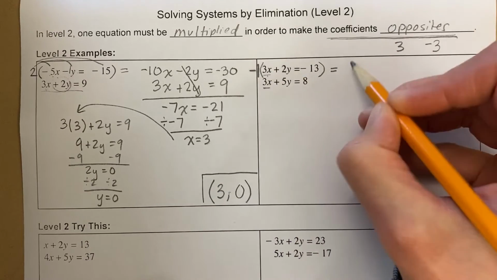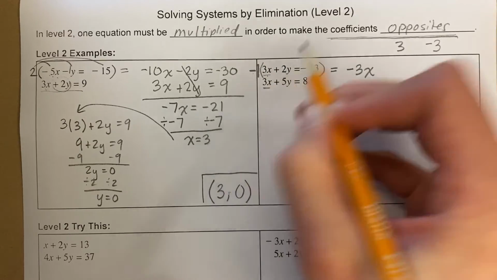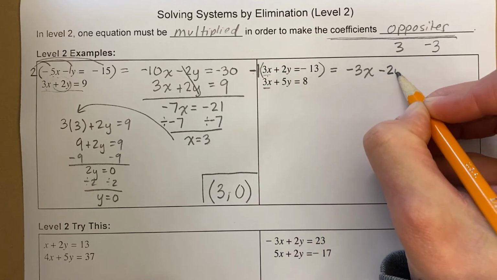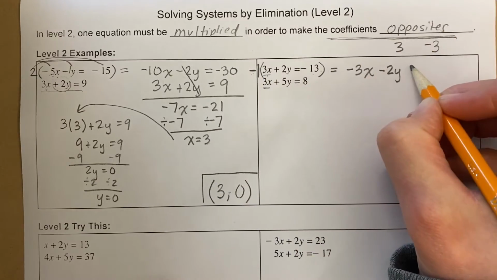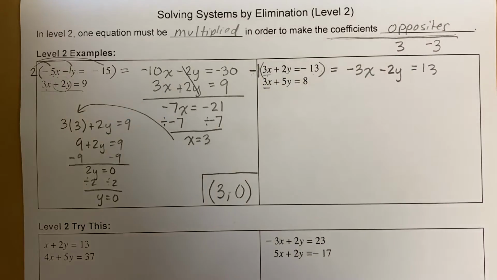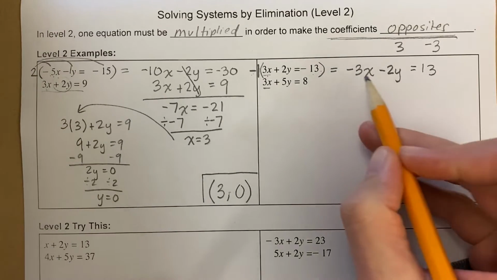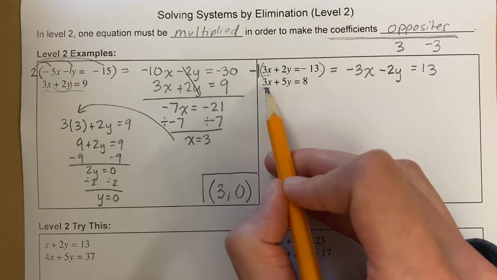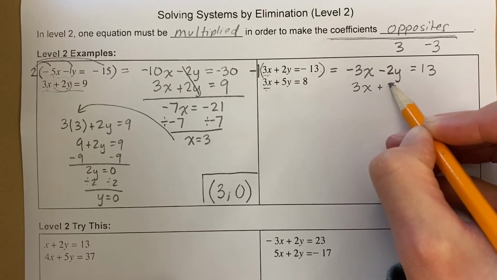So negative 1 times 3 is negative 3x. Negative 1 times 2 is negative 2, that's negative 2y. And here, look, I have a negative times a negative. That's a positive. I have positive 13. Okay? So now, in this equation, I have a negative 3x. In this equation, I have a positive 3x. So I'm ready to stack them up and see what I get.